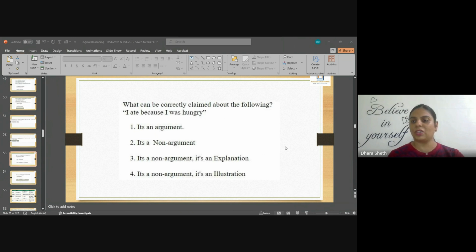Doing something on repeat. Causal. If I say this statement is based on cause, I have to be logically clear saying dash is the cause of the dash. It rained this morning, so the ground is wet. Rain is the cause of wetness. Dash is the cause of dash. Okay? That is what I was asking. Anyways, what can be correctly claimed about the following? It's an argument, non-argument, non-argument but an explanation, non-argument but an illustration. I ate because I was hungry.